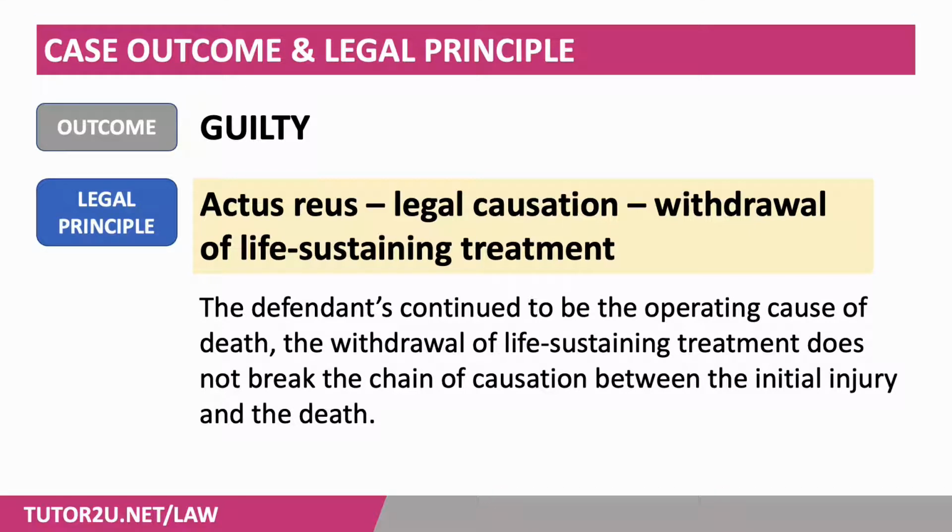In relation to causation, within the context of actus reus, it must be proved that the defendant is an operating cause of the result. The court felt that in this case, at the time of the victim's death, the defendants continued to be the operating cause of death. The withdrawal of life-sustaining treatment does not break the chain of causation between the initial injury and the death.